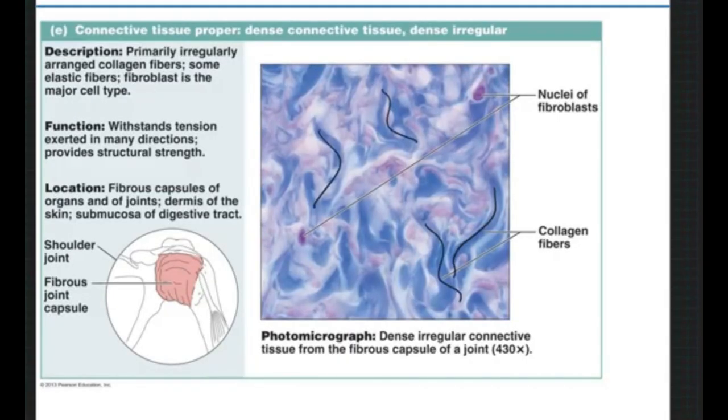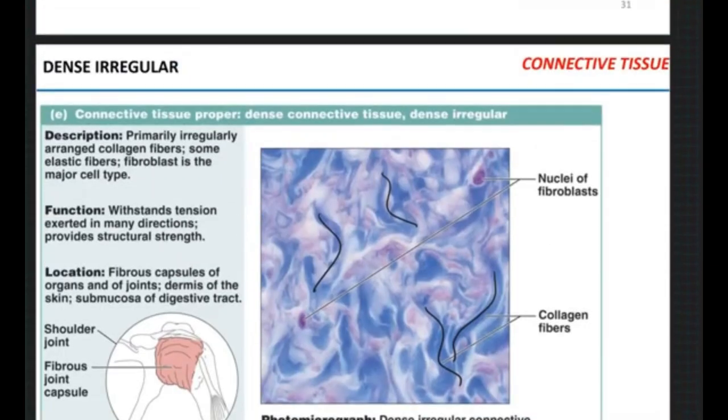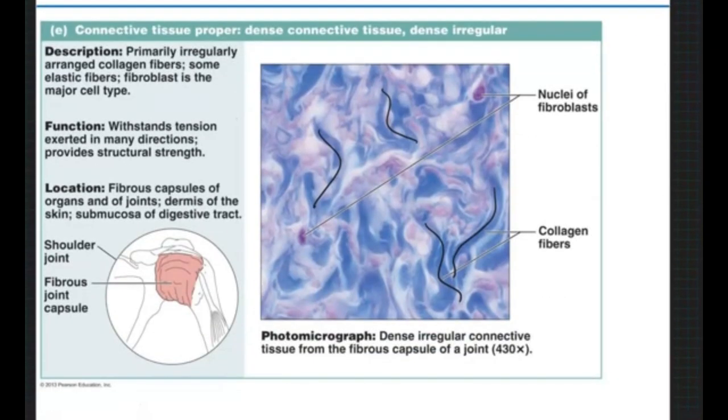But these guys are directed all over the place. So still a lot. That's why dense, but the directionality, or lack thereof, makes it irregular. So you need this tissue in the places that experience a lot of mechanical forces that are directed not in one direction. Example would be the joint capsules. Like your shoulder, when you move your shoulder, the bones move in every direction, and the capsule has to hold everything that's inside the joint.